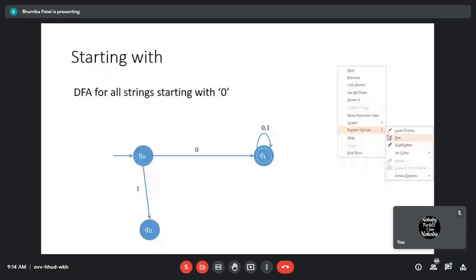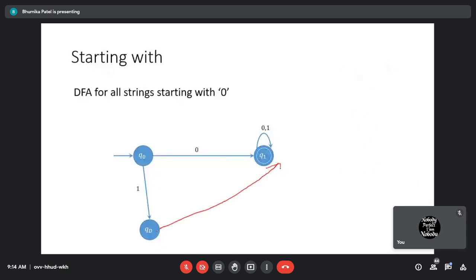If you show a transition from here going to Q1 on either 0 or 1, what will happen? It will read 1 from here, and then either 0 or 1 and go to Q1, so it will be accepted because Q1 is the final state. Does everyone understand? So this transition can never appear from the non-final state. If it is starting from 1, there should not be a transition that goes to the final state. We don't have to show that.